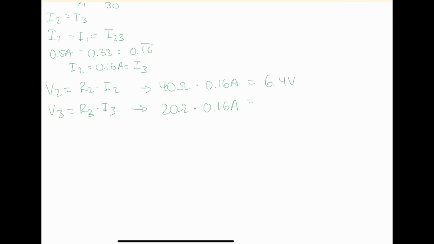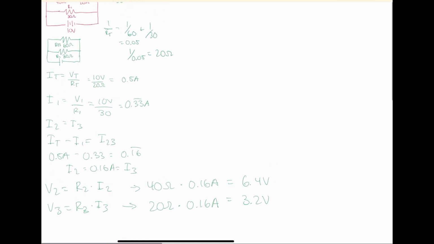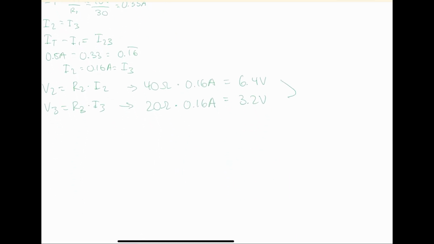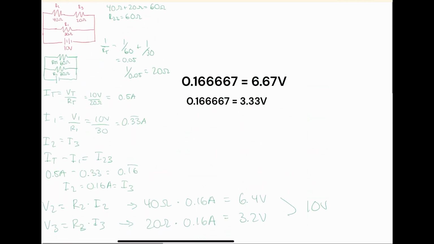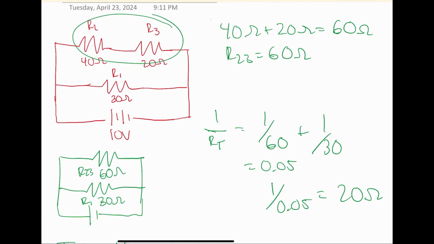And you can confirm that this is right with Kirchhoff's law. If we add these two together, because in a series circuit, it should equal 10 volts. And like I said, the sum of these two voltages here will add up to this voltage because of the parallel rule, where voltage is constant.